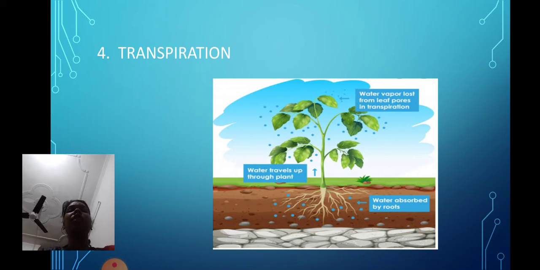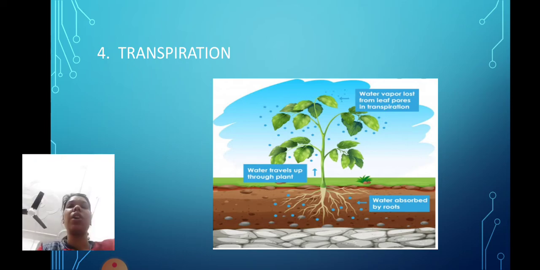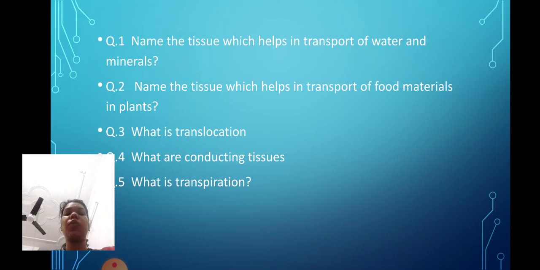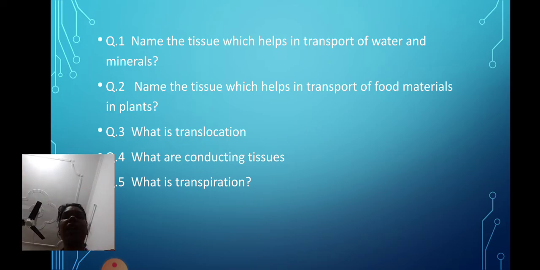Now, I'm going to ask you a few questions based on whatever I have taught you. If you know the answer, please raise your hand and answer in a complete sentence. Okay? Name the tissue which helps in transport of water and minerals. Yes, xylem helps in transport of water and minerals. Name the tissue that helps in transport of food materials in plants. Yes, phloem helps in transport of food materials.